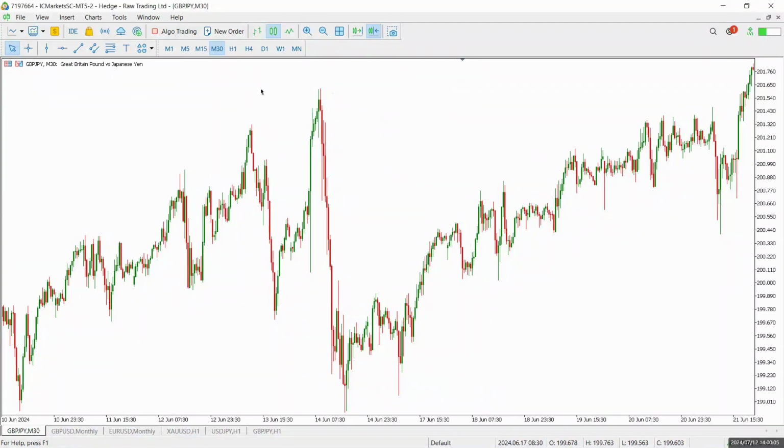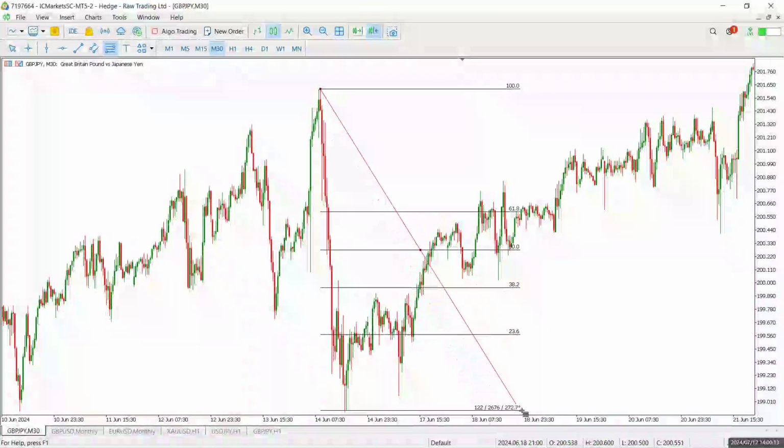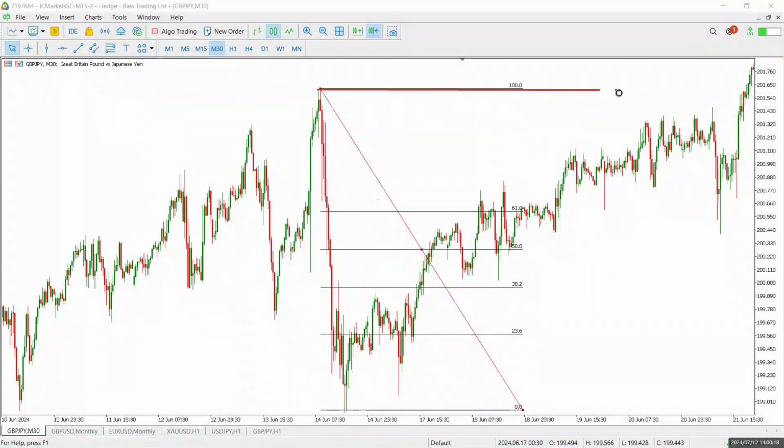So now for take profits, we'll bring out our Fibonacci, highest point of the broken fractal right here to the lowest point of the broken fractal down here. So our take profit is clearly the 100.0. That is the highest point of the broken fractal. This is our take profit.